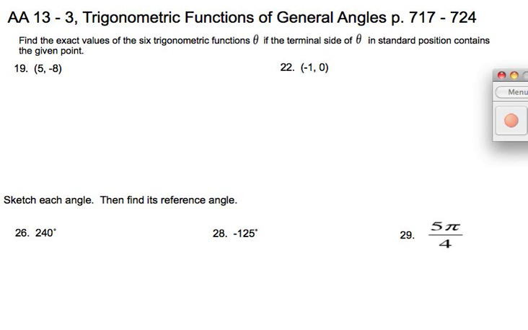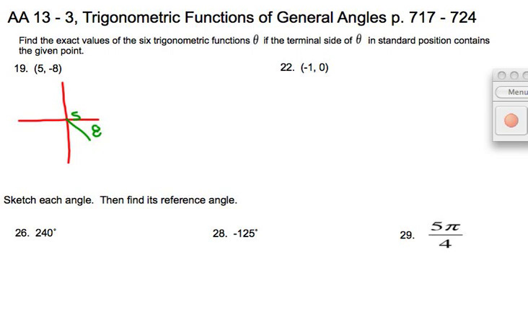angles. When we're looking at this, some of this is going to be repeated from what we did in lesson 1. So for the first one, it says find the exact values of the 6 trig functions if the terminal side of theta in standard position contains the given point. So here on problem number 19, I'm given the ordered pair 5, -8. So that means I'm going over 5, down 8.